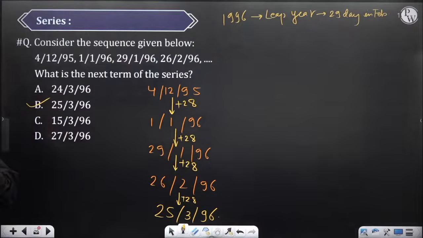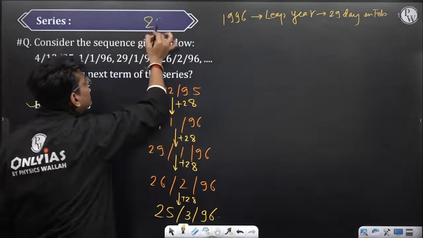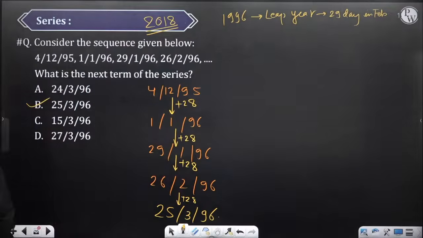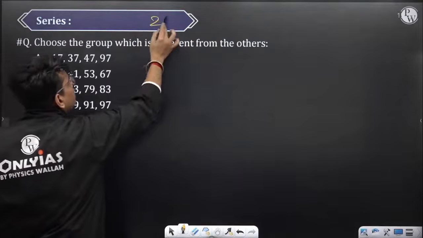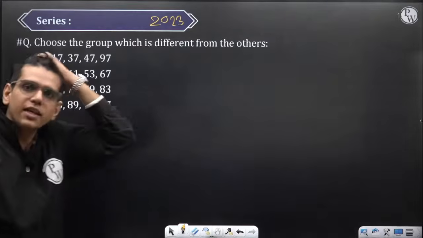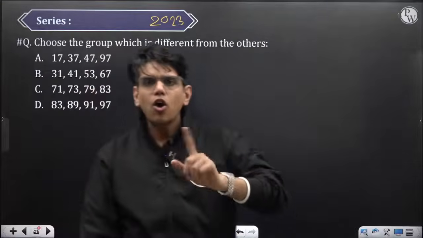This is a question from 2018. Done. Now let's move to the next question. This is a question from 2023. The question is, choose the group which is different from the others. We have to find the odd group here.